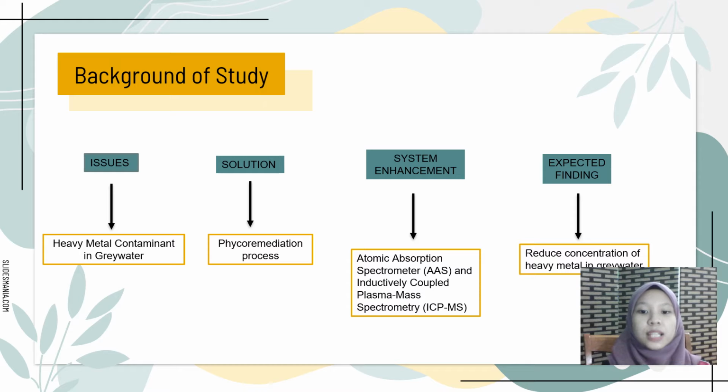So the atomic absorption spectrometer AAS and inductively coupled plasma mass spectrometry ICP-MS are used to measure the concentration of heavy metal in the groundwater. So the expected outcome from this study, the immobilized microalgae beads can reduce the concentration of heavy metal in the groundwater.